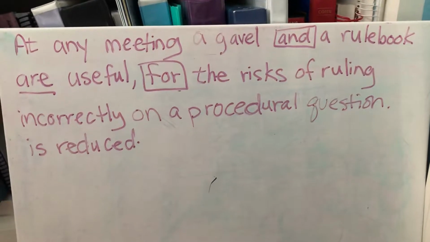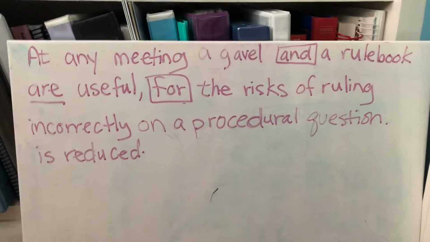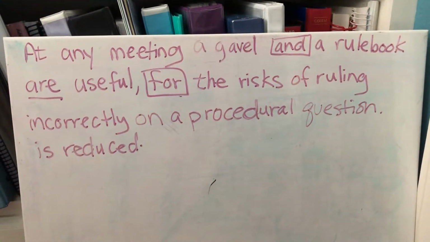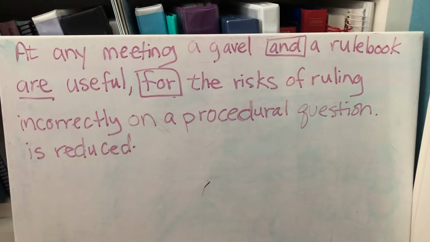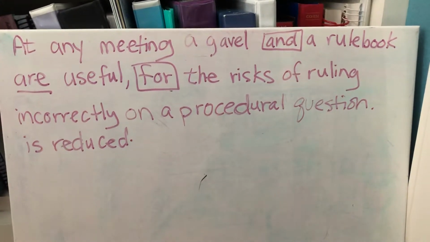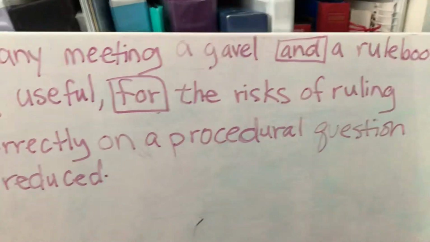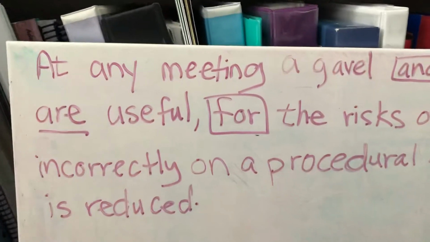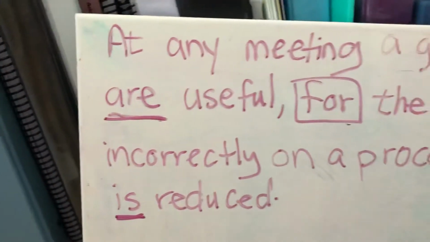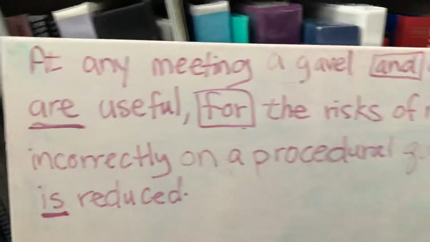All right, so I'm going to explain how I use prepositional phrases to help me decipher sentences. This is number 19 in the practice test we took yesterday. This says, "At any meeting, a gavel and a rulebook are useful, for the risks of ruling incorrectly on a procedural question is reduced." Okay, so what they were asking us to do, they had "are" underlined and "is" underlined, and they wanted to see if those verb tenses were correct.